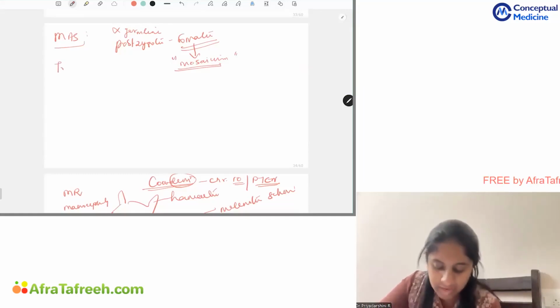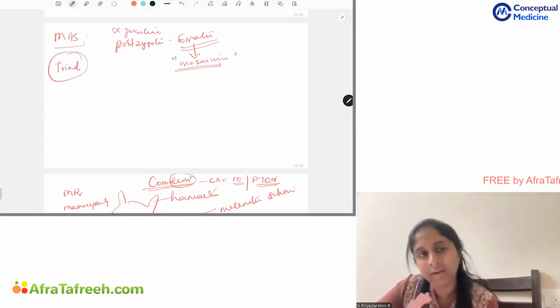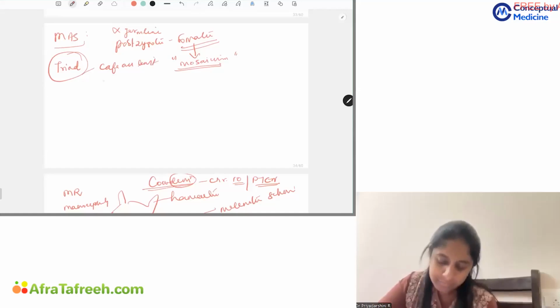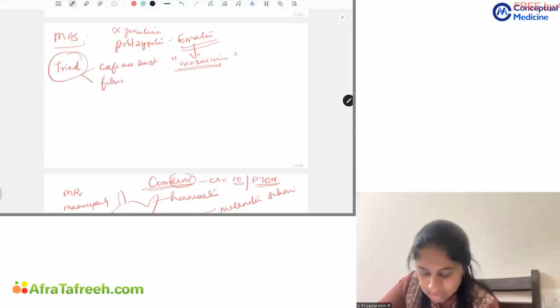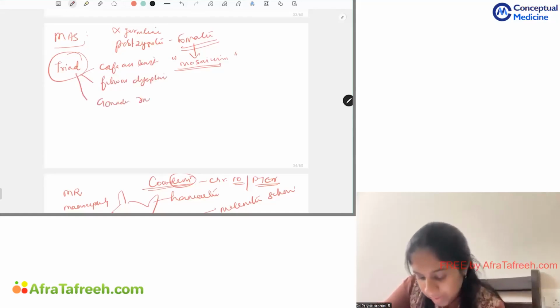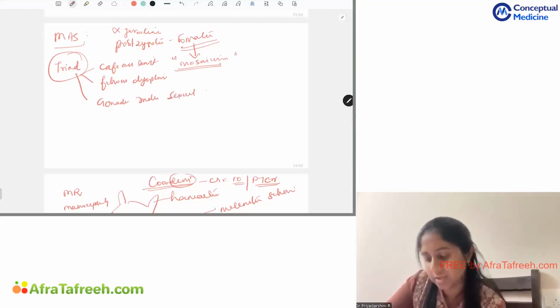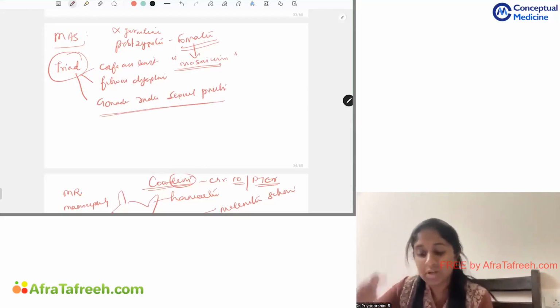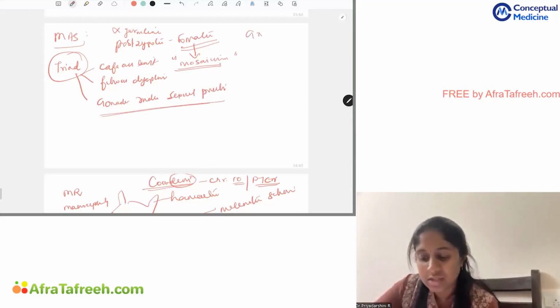So the triad you will have to remember. The classical triad in McCune-Albright syndrome would be café-au-lait spots, fibrous dysplasia, and the third important thing is gonadotropin-independent sexual precocity. So the problem with McCune-Albright syndrome is about the GNAS gene.